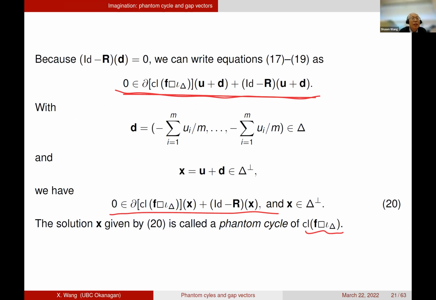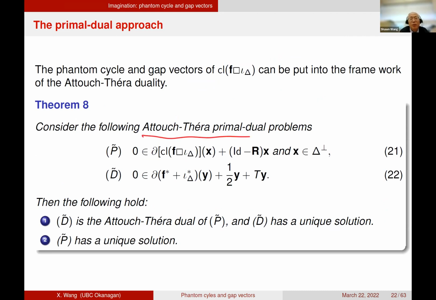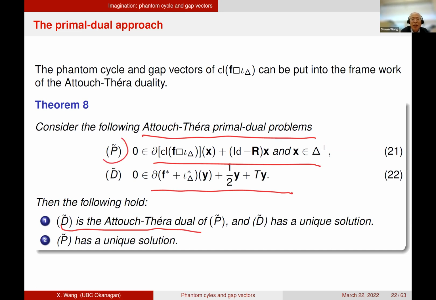Now we can rewrite in the primal format Attouch-Théra duality. Consider the Attouch-Théra primal problem: the primal is this, right? The primal is that, and the dual is this. Then it turns out that d tilde is the Attouch-Théra dual of this p tilde, and d tilde has a unique solution, right? Because d tilde has a non-empty solution set, p tilde should also have a non-empty solution set. Because of this restriction, it gives you a unique solution. But if you don't have this restriction, it will usually have infinitely many solutions, which are called the cycles.